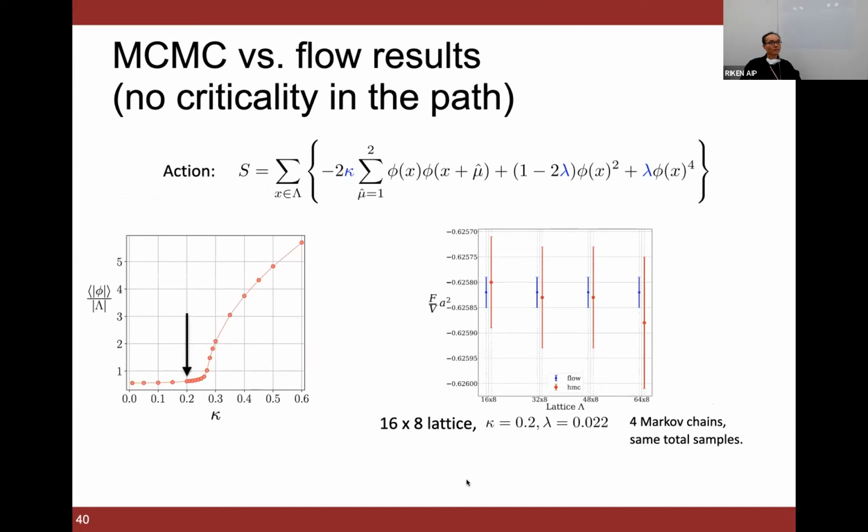This is the first experimental result, where we compute the free energy at kappa equal to 0.2. This is actually not hard for standard MCMC sampling, because we know the partition function at kappa equals 0, and then we just apply numerical integration up to here, and there is no phase transition between them.